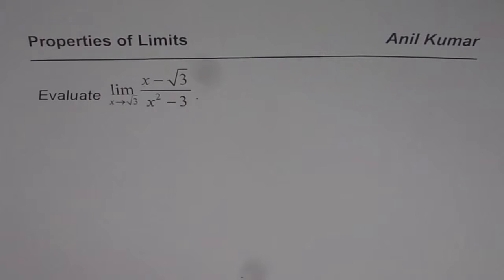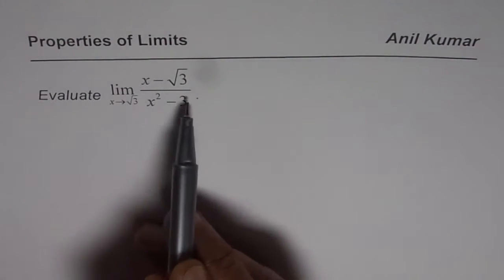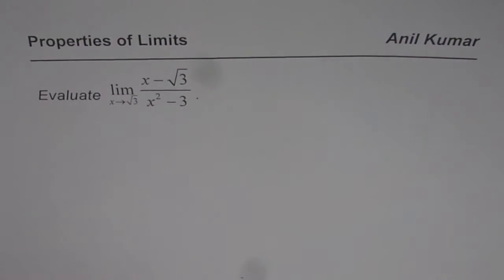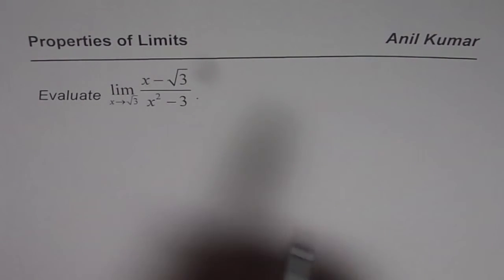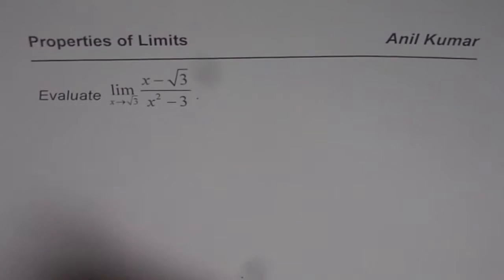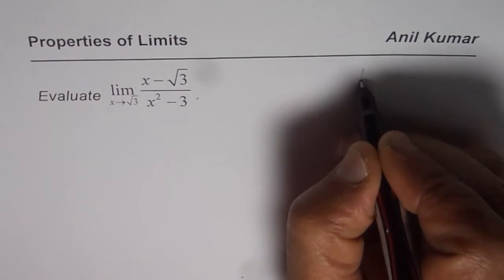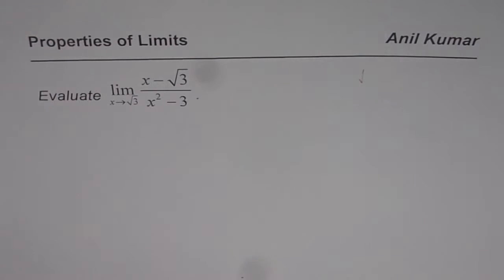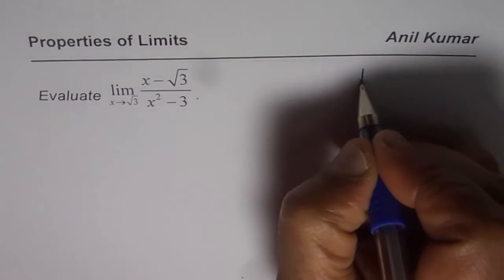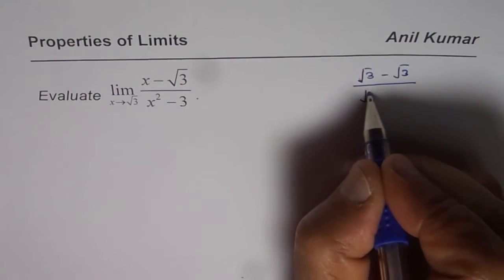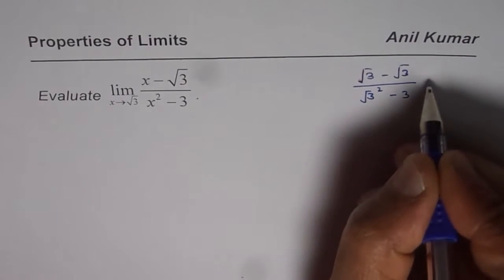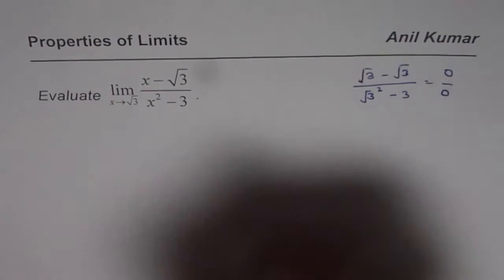The question here is to evaluate the limit of the function when x approaches square root 3, and the function is x minus square root 3 divided by x square minus 3. Now if I substitute square root 3 here, what do I get? Let me do that. For x, if I substitute square root 3, I will get square root 3 minus square root 3 in the numerator, and here we have square root 3 square minus 3. Now that is 0 over 0.